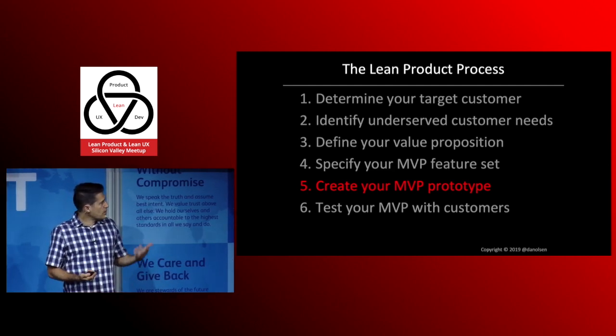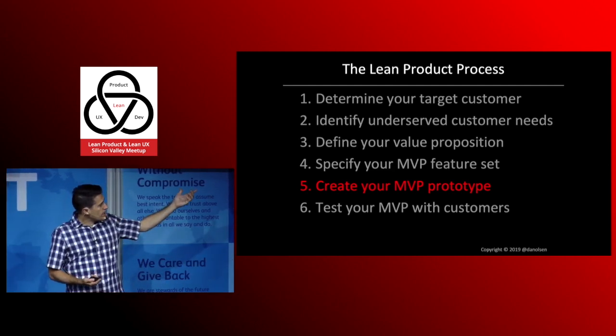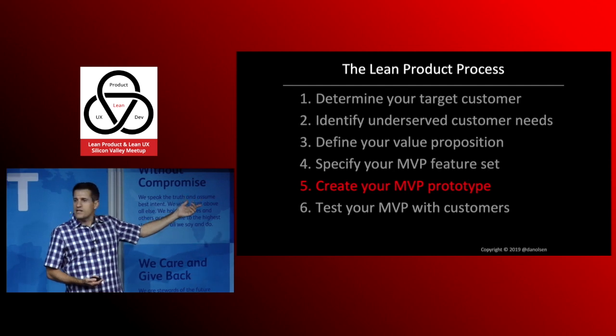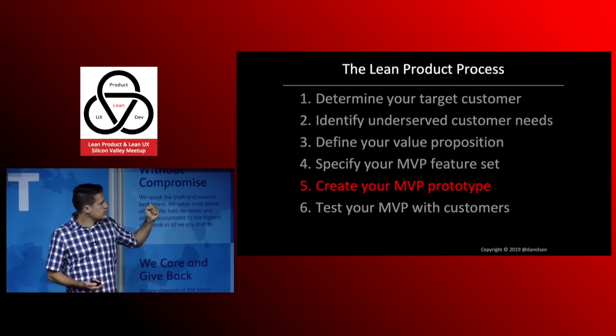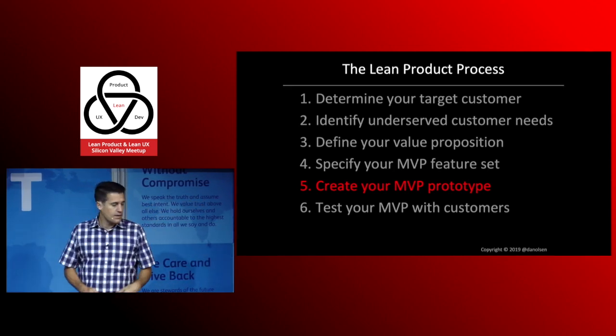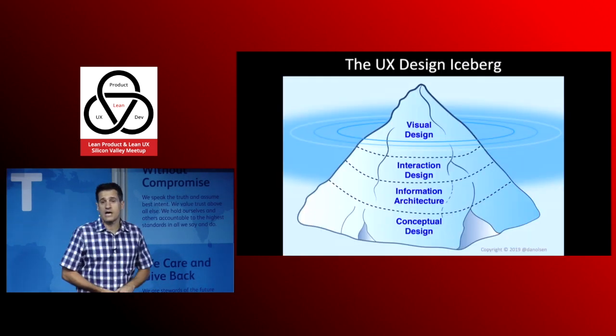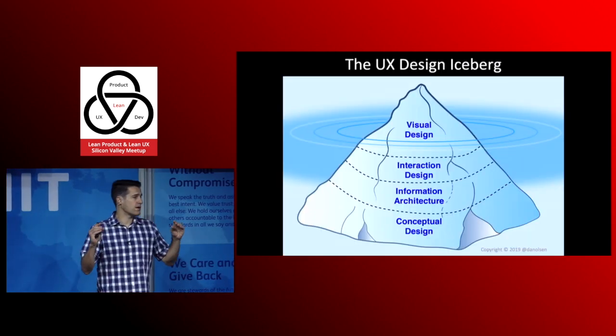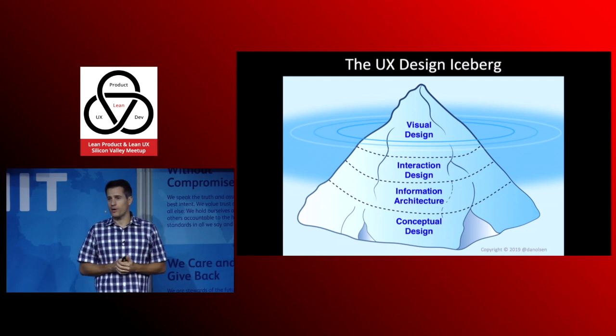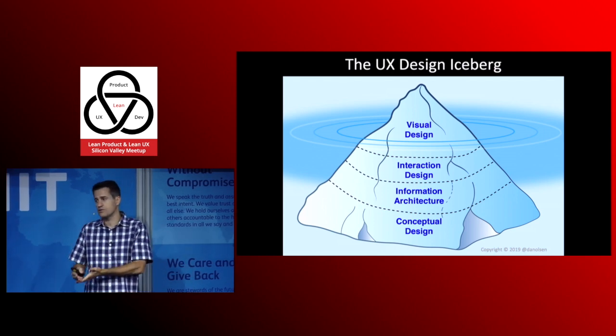Let's say we got clear on our value prop. We got clear on our features. We had the tough debates about MVP. And so we know what features we need. Now it's time to create our prototype. This is where UX design comes in. Because up until now, everything's just words. These are all words on Confluence or Google Docs or something like PowerPoint, right? Now it's time to get to the user experience.